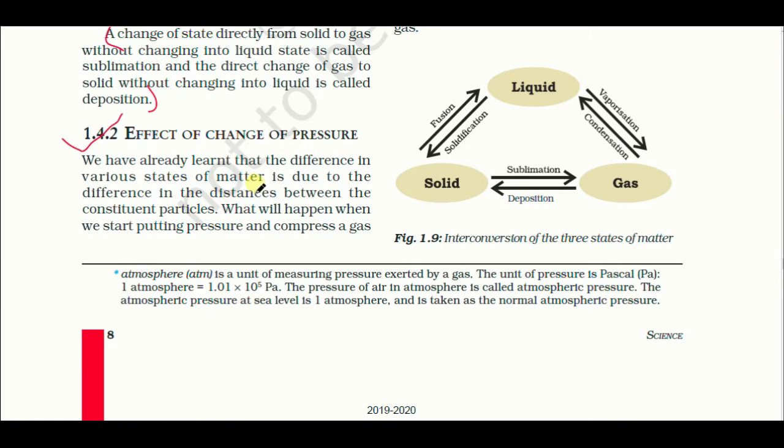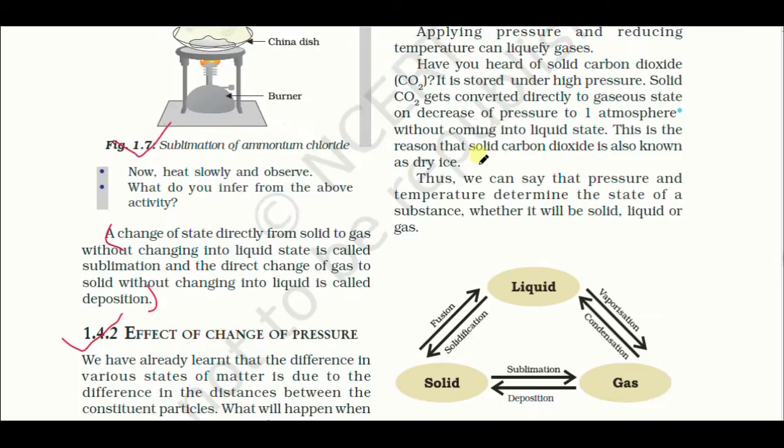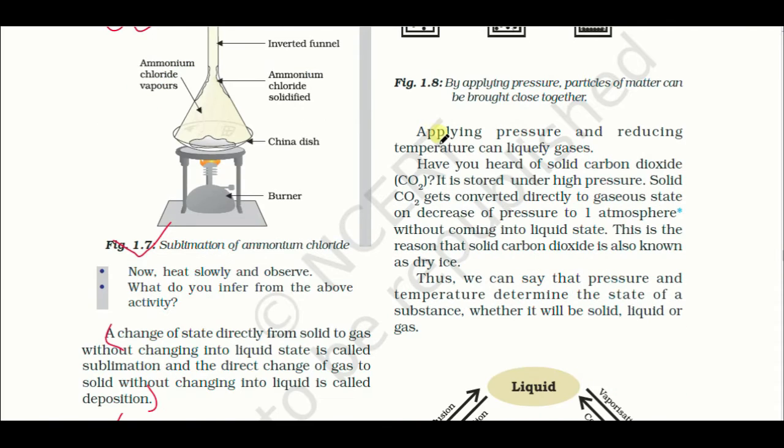Suppose we are compressing a gas. If we compress a gas, then the gaseous molecules will come closer to each other, and if they come close enough to each other, they will convert into the liquid state. Again, if we compress a liquid, the molecules come even closer and convert into the solid state. Clear? So let's read here. Applying pressure and reducing the temperature, we can liquefy a gas.